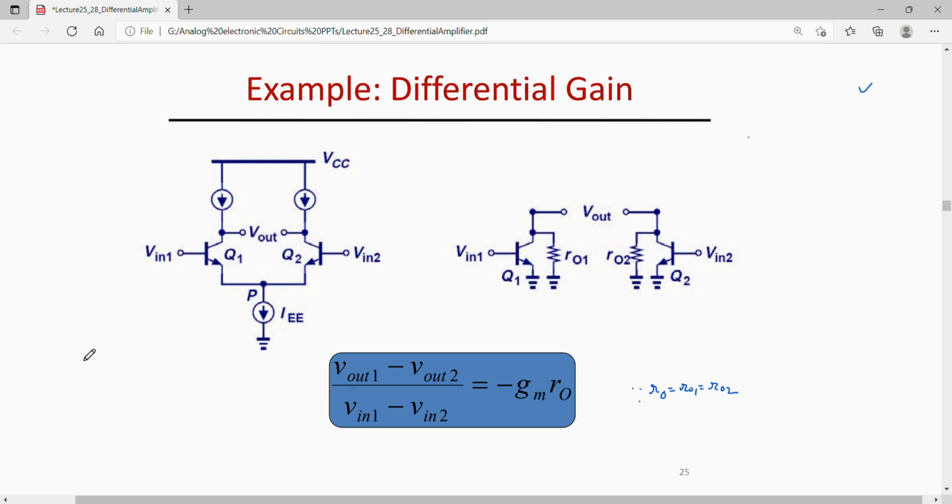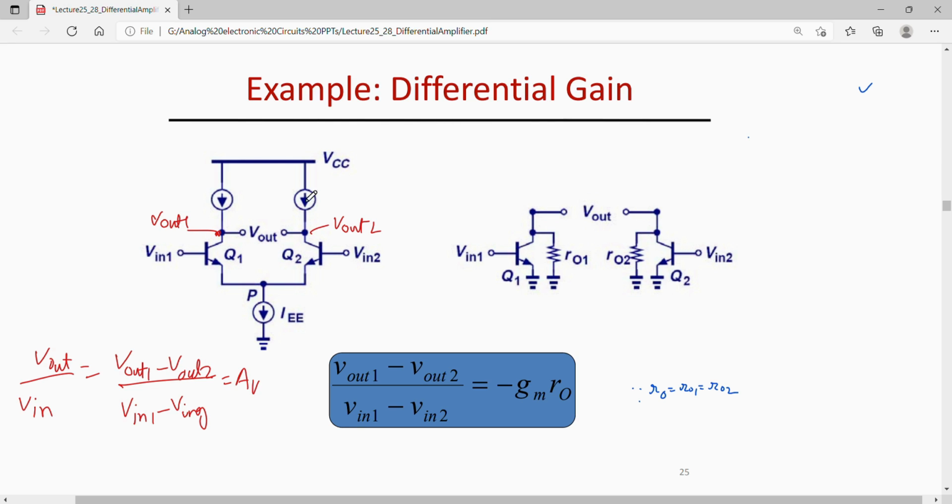So the differential gain can be found. In fact, that gain is V out by V in, right? So V out here is V out 1 minus V out 2, let us say this is V out 1 and this is V out 2, divided by V in, that is the differential input V in 1 minus V in 2. So this is the gain of this differential pair.